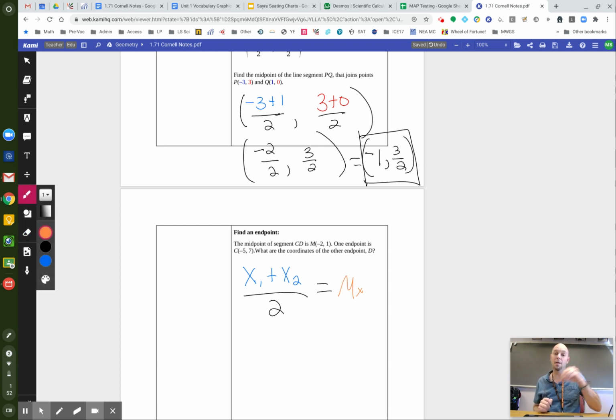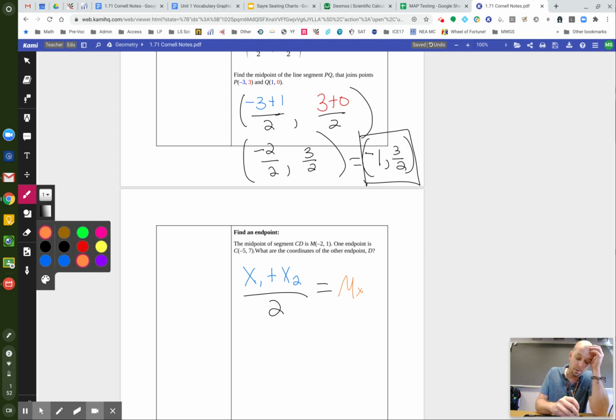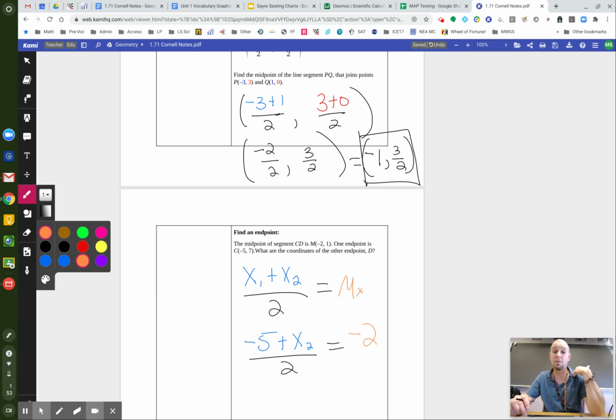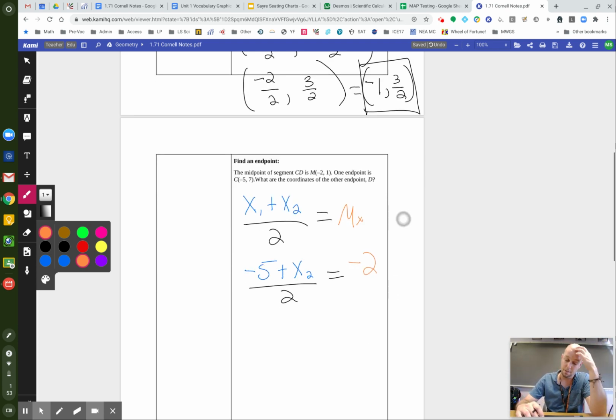All right, so I'm going to plug in what I know and then find out what I don't. I happen to know x1, because it's given to me right here, which is an endpoint, so that's -5, plus x2, which I don't know, and over 2 stays the same. I know that equals the x coordinate of the midpoint, which in this case happens to be -2. All right, and what you do here is you solve for x, just like you would any other equation.